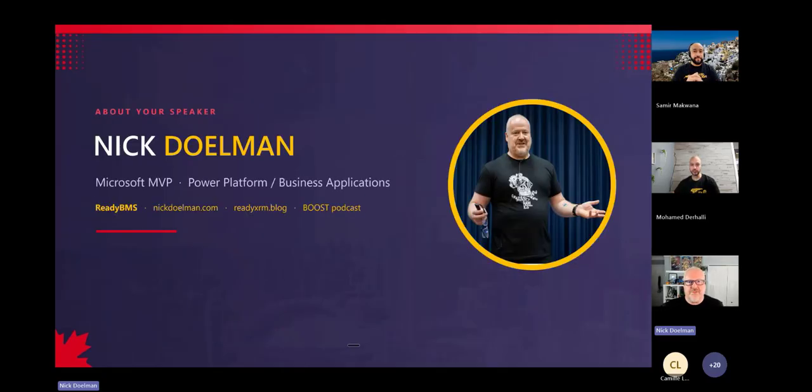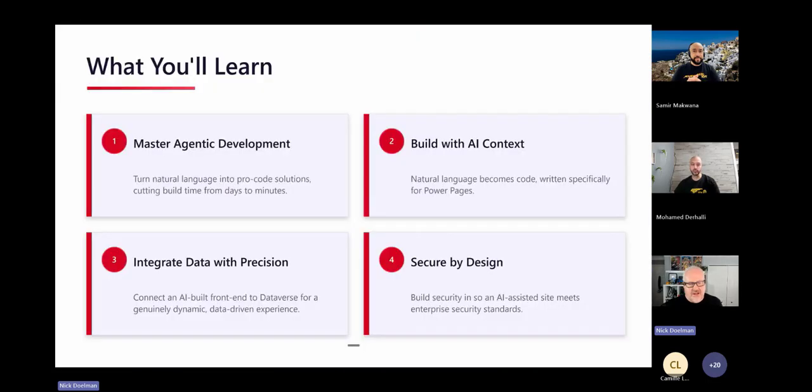Like I said, we've already had a good little intro. So what are we going to learn today? Basically, I'm just going to cover four different pillars here. Mastering agentic development. I don't think anybody's a master yet for a couple of reasons. It is changing so much. Even stuff that I did a month or two ago, I'm already doing differently.